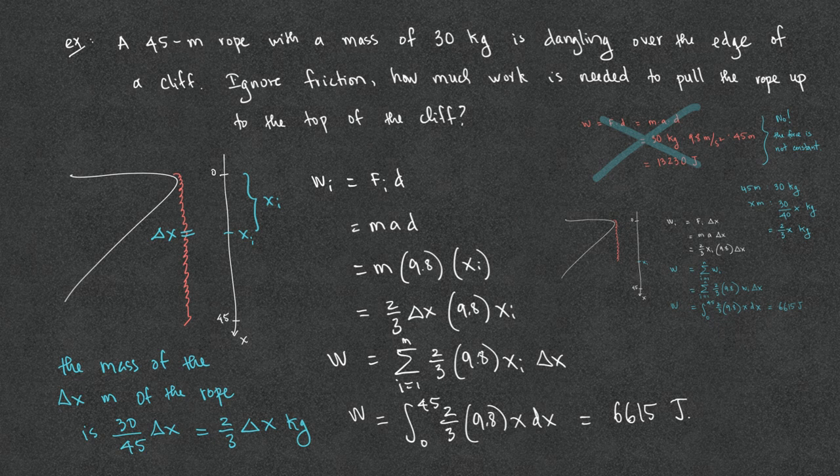Note also that if we were to position x equals 0 at the bottom of the cliff and x equals 45 at the top of the cliff, then we would move the delta x segment of the rope up a distance of 45 minus x instead of xi.